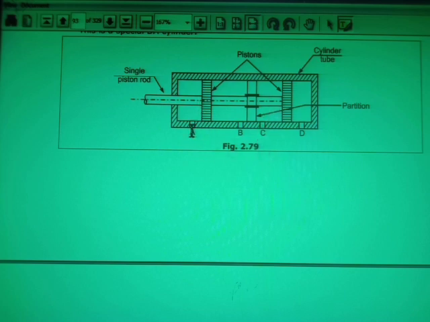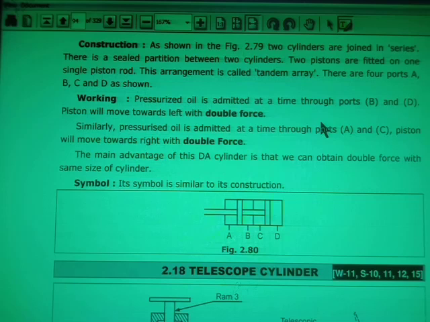When oil moves from A port, it will push this piston, and when oil moves from C port, it will push this piston, and more force can be exerted. Understand? And when the oil moves from D port and from B port, the piston will be pushed again in this direction. So more force is generated in the case of the tandem cylinder, right?